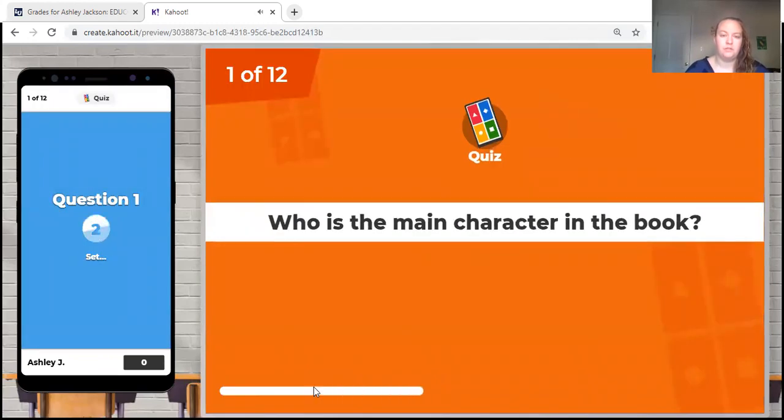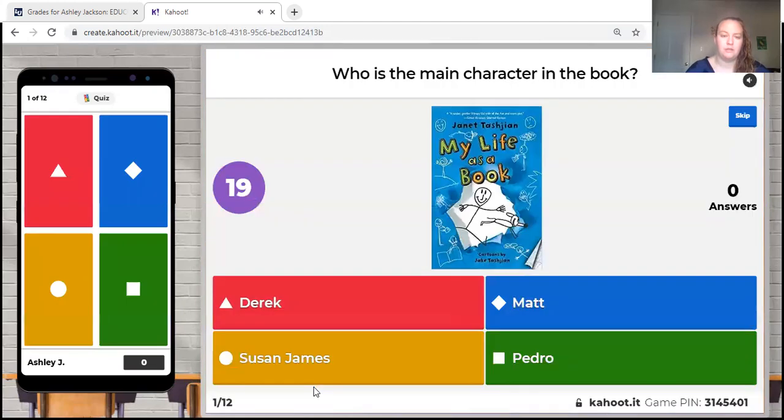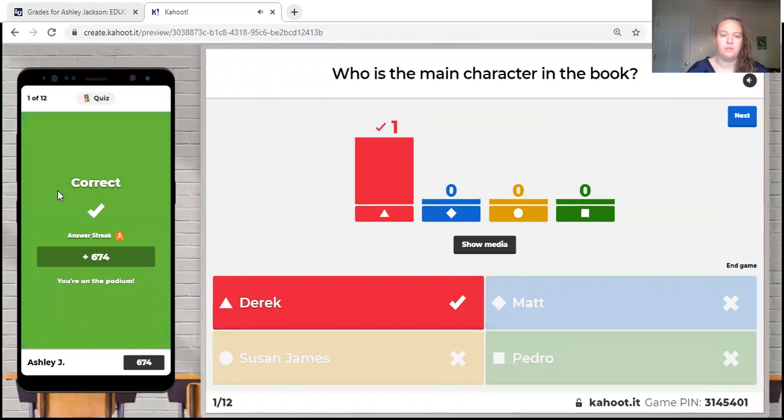All right, the first question was, who is the main character in the book? Was it Derek, Matt, Susan, James, or Pedro? The students are going to choose on their screen which they think is the main character. When they have all selected, since there's only one student in this, it will come up with the results, and you can see that that student got it correct and that they receive points as they go through. The quicker they select, the more points they get, and if they are correct, they get some points. The main character of the book is Derek.